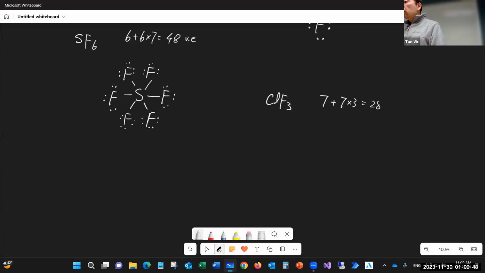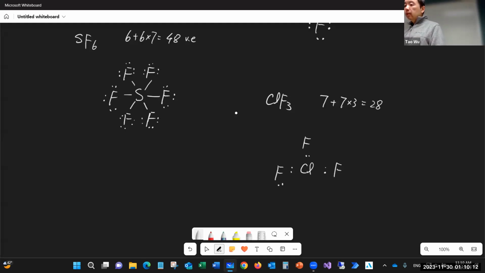So we have a 28 over here. Now, chlorine is in the center, fluorine on the side. And again, we're going to put two dots between the atoms, right? Then we put the extra on the side.